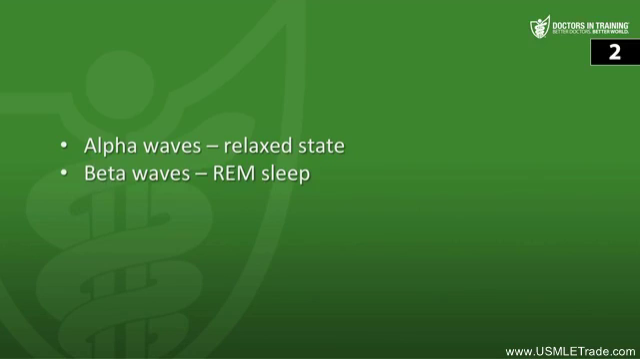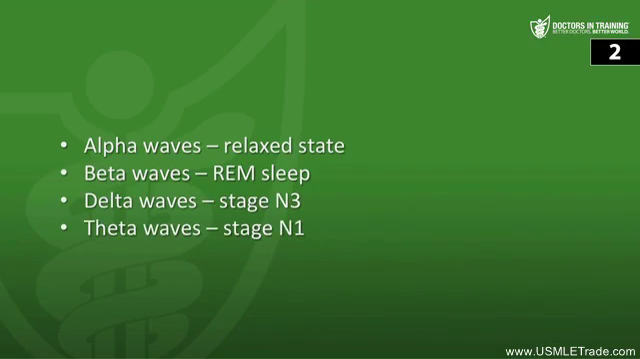Next is beta waves, which indicate REM sleep. Delta waves indicate stage N3. And then finally, as I said, theta waves are stage N1. Okay, that's it for this warm-up review. Let's move on to the lecture.